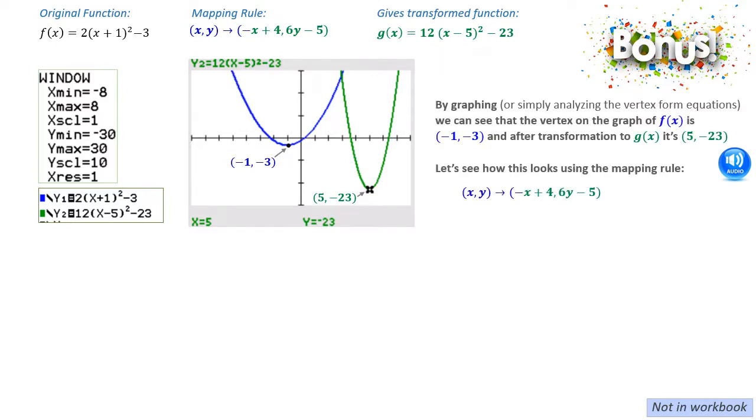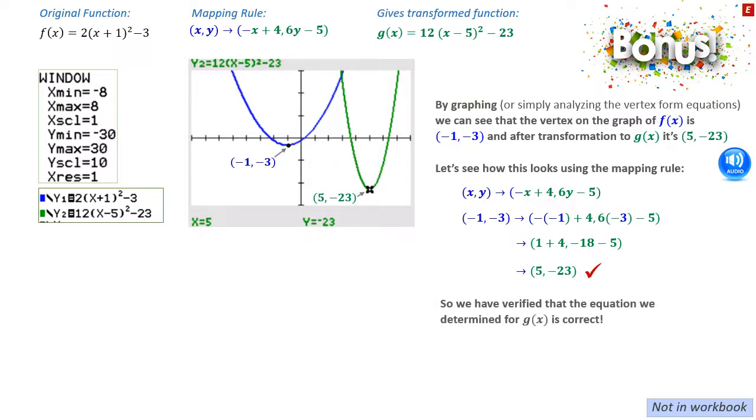Let's see if the vertex at (negative 1, negative 3) lands on (5, negative 23) using our mapping rule. We replace x and y with negative 1, negative 3, and are happy to find our anticipated result. This strategy of using your graphing calculator to check your answers can really increase your confidence, much more than flipping to a back answer page. Knowing that you got it on your own and that it is correct can make you feel great. This is a tough question. If you got this, well done.